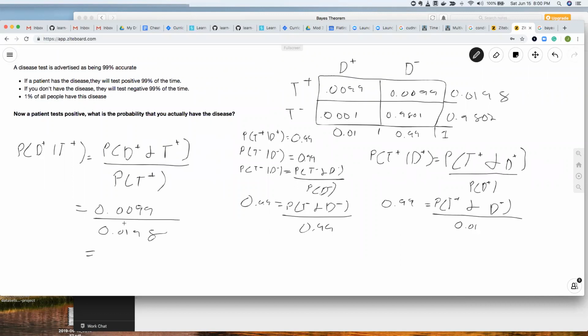0.0099 divided by 0.0198 is 0.5. So we can see here that, given that you've tested positive, you have an equal chance of having the disease and not having the disease. So this is using a 2x2 table. Hopefully this was helpful.